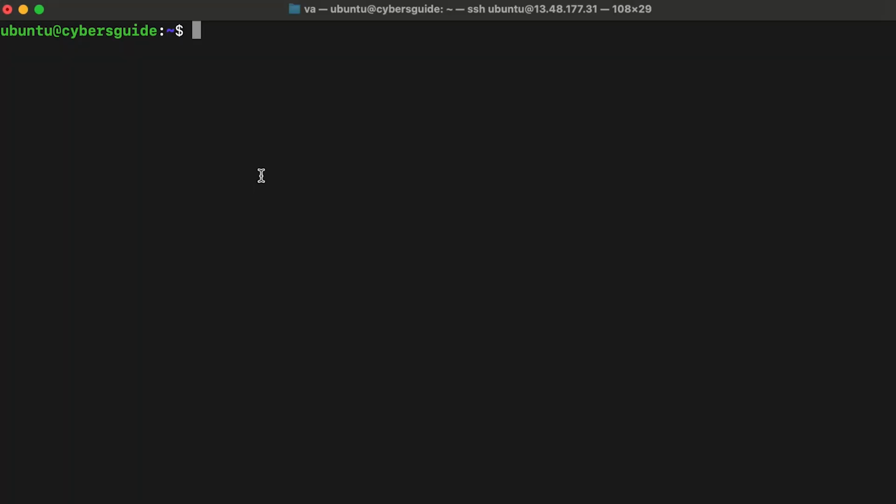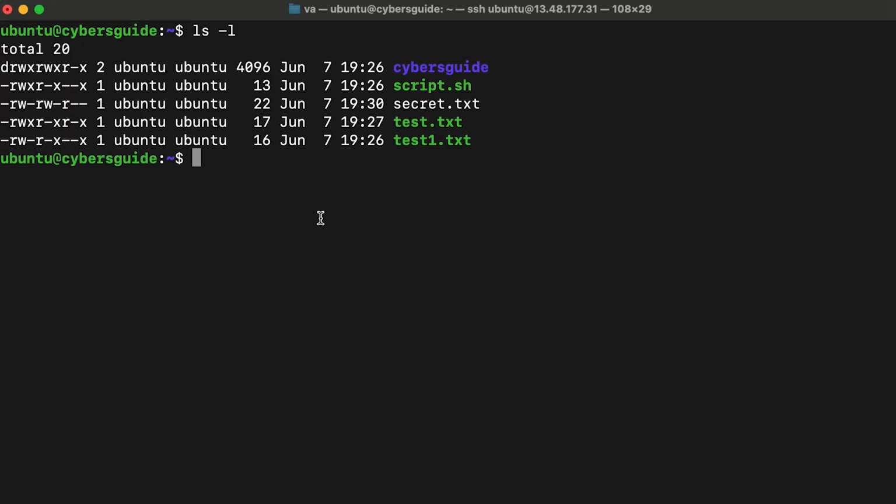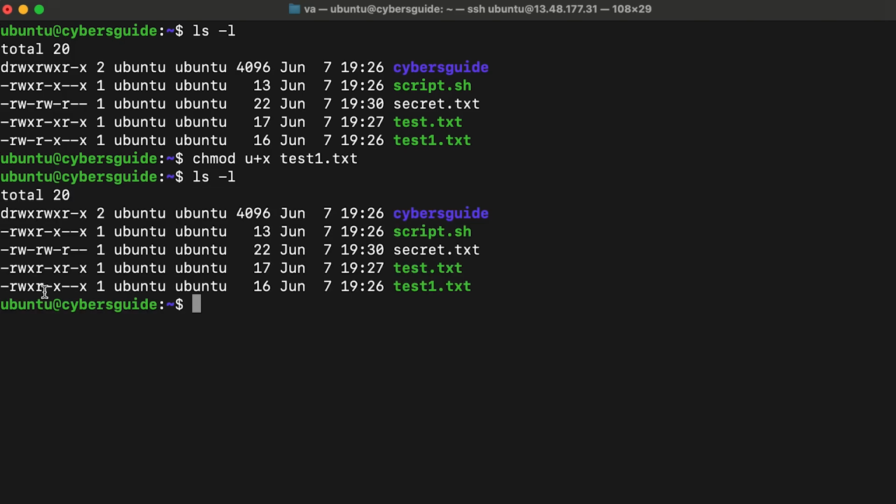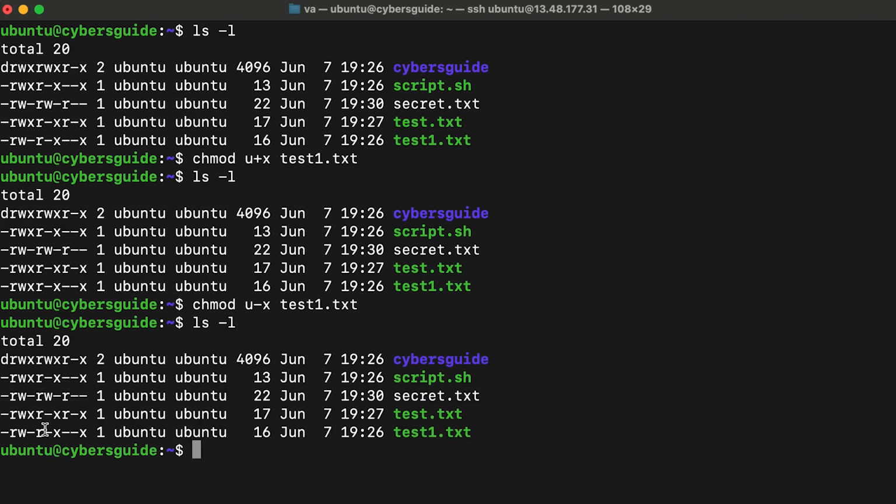With symbolic notation, we can use letters like u for the owner, g for the group, and o for others, followed by symbols like plus or minus to add or remove permissions accordingly. For example, chmod +x u and the name of the file or directory gives the execute permission to the owner of the file or directory. Mastering Linux permissions is vital for maintaining security and managing file access effectively.